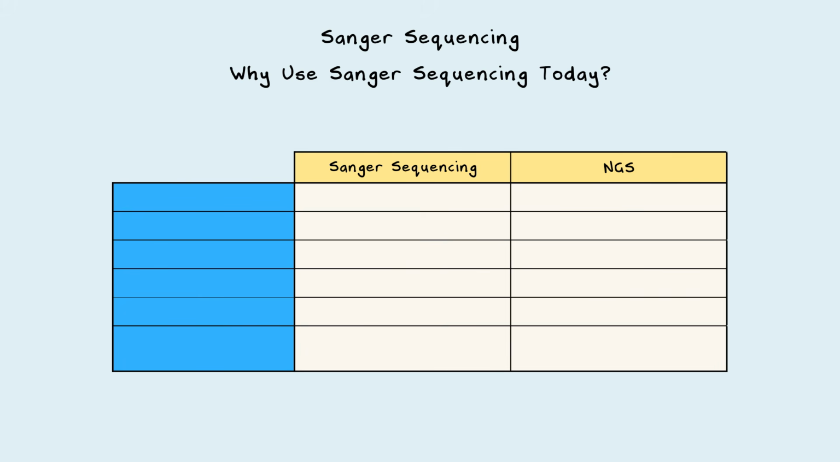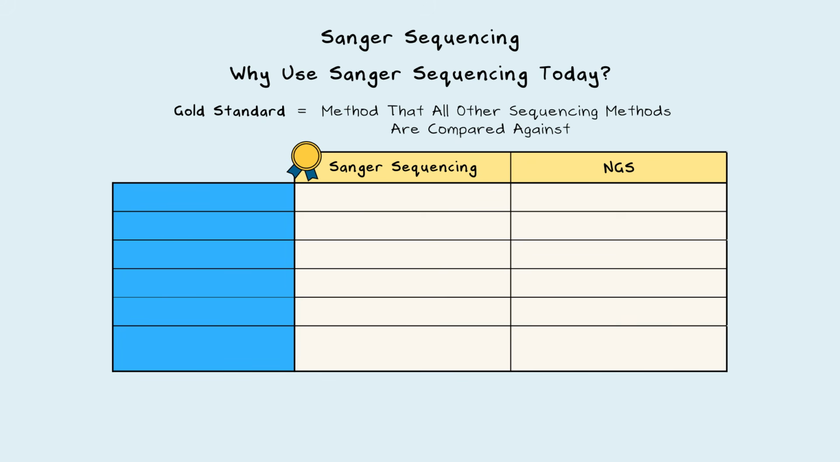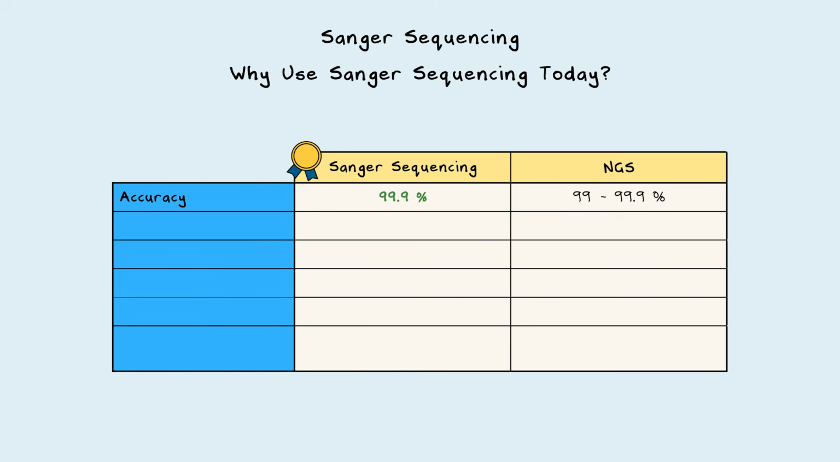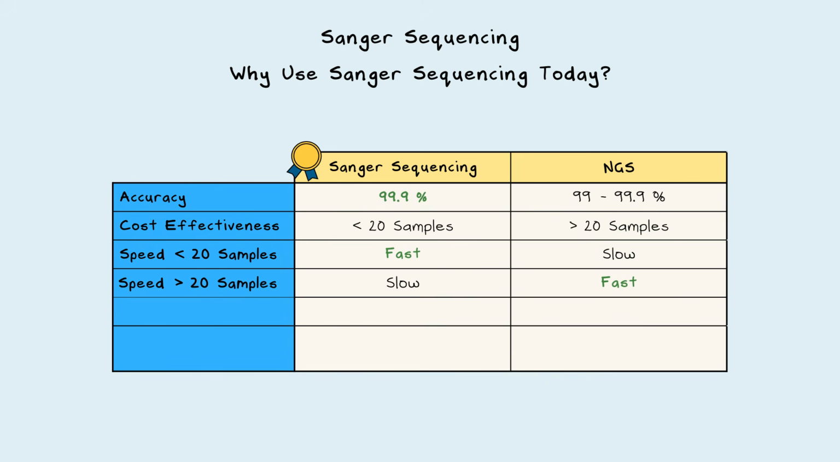Sanger sequencing remains the gold standard for sequencing. It is the method that all other sequencing methods are compared against. This is because it's 99.9% accurate in calling bases. NGS is 99 to 99.9% accurate but depends on the sequencing depth. Sanger sequencing is more cost-effective for sample numbers under 20. It's also faster for this amount of samples. For large sample numbers, NGS is more cost-effective and quicker to run.